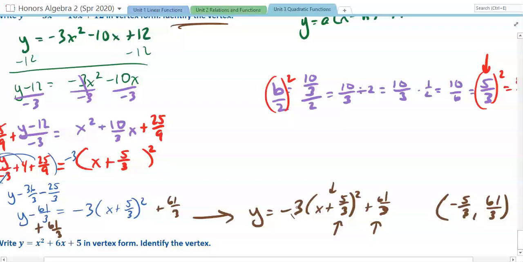But I'm going to stop there because we're at 25 minutes. So the word of the day is to complete the square. Again, the word of the day is to complete the square.